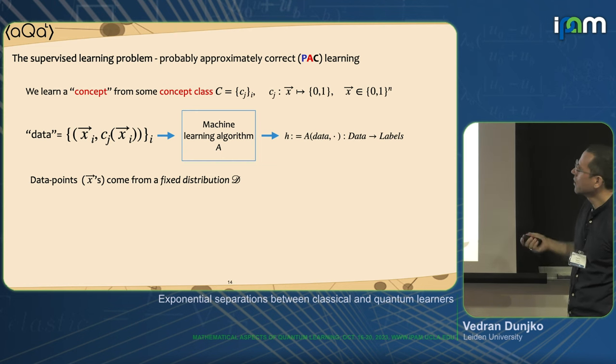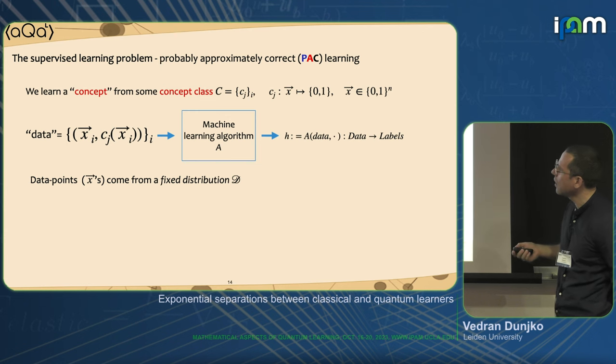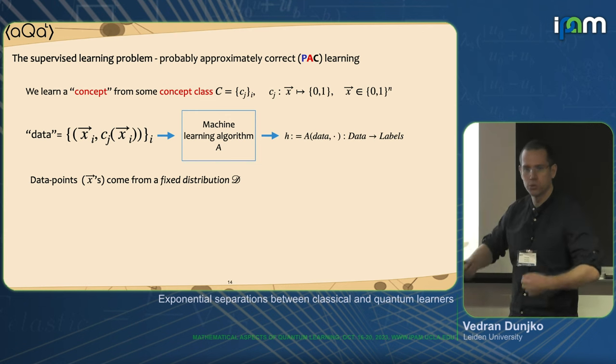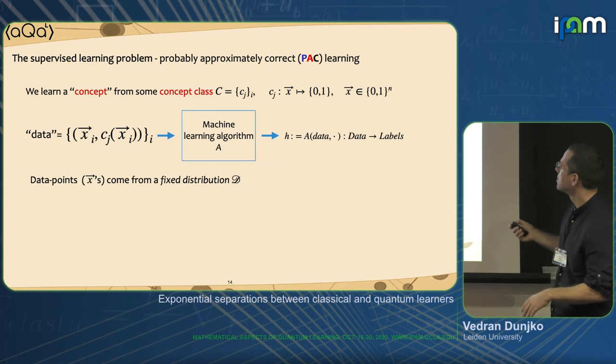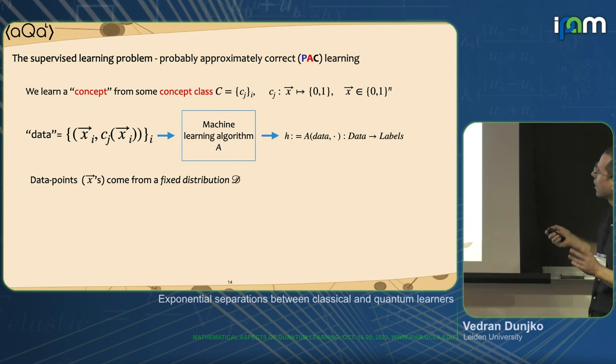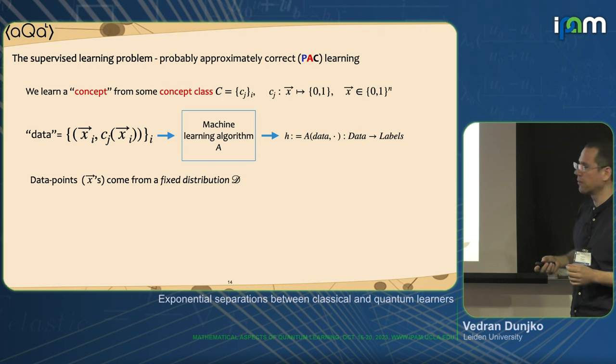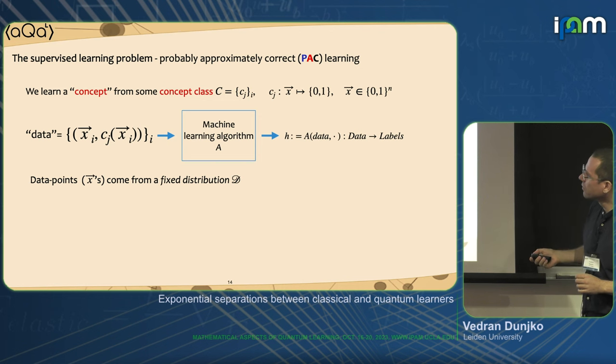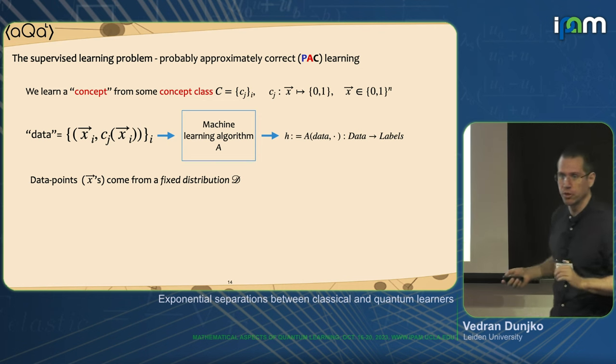And what the learning algorithm does, it gets a bunch of data labeled by some concept from my concept class, and then churns, and spits out something which we're going to call a hypothesis, and that thing is supposed to do the right labeling, right? And the data points come from a fixed distribution D. So it is a fixed distribution setting.